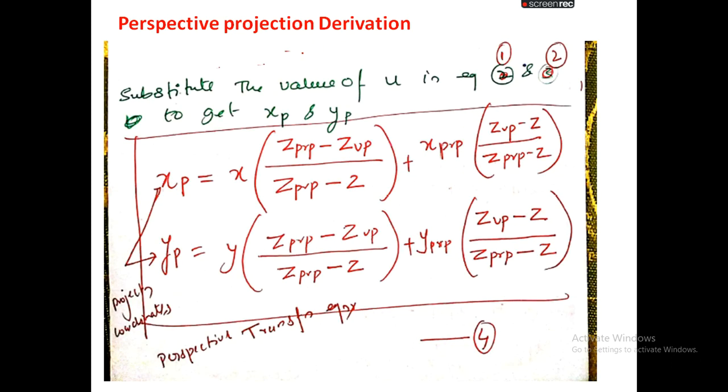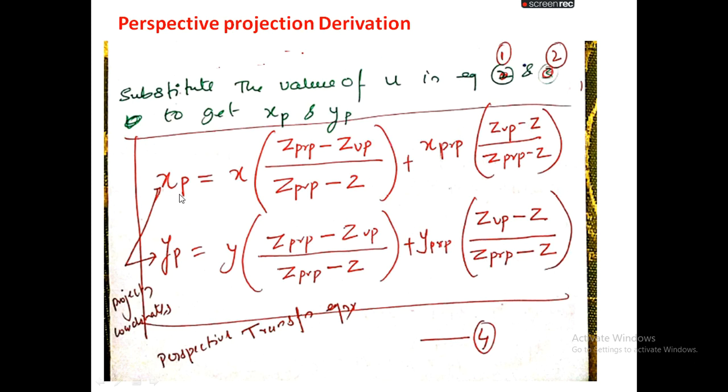So, see equation number 4. This is equation number 4. If you substitute x projection reference point, this is the x projection reference point, and y projection reference point is this. If you substitute 0, 0 multiplied by anything is 0 only. 0 multiplied by anything is 0.